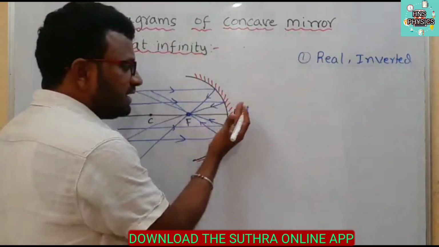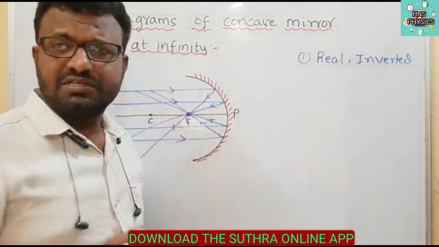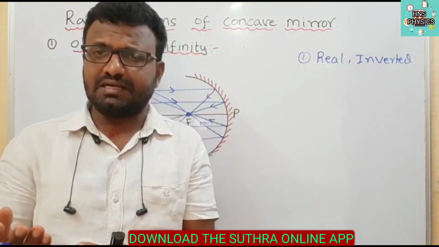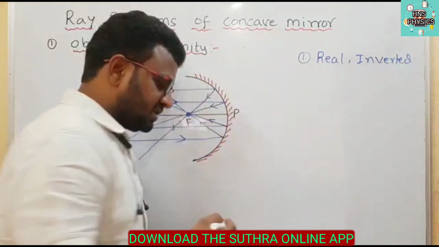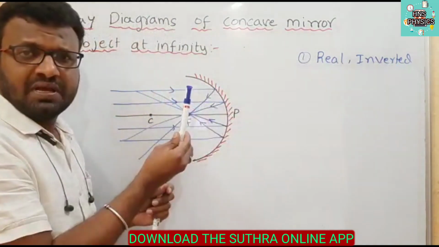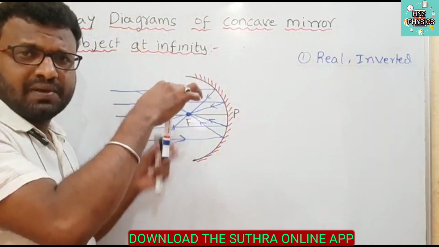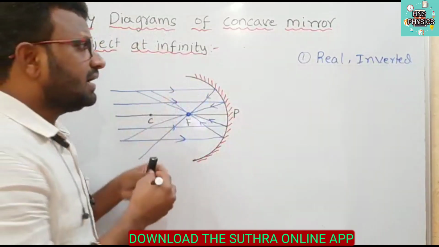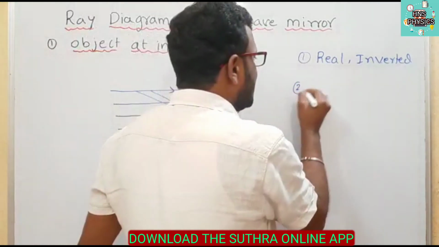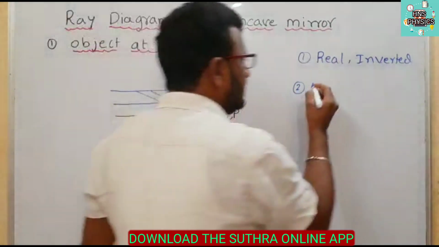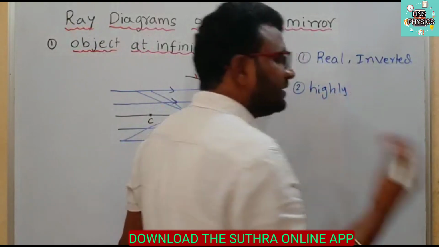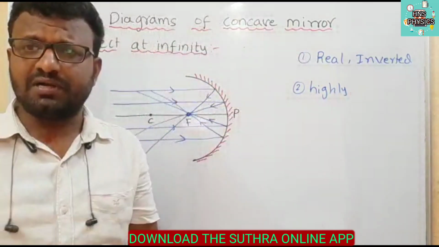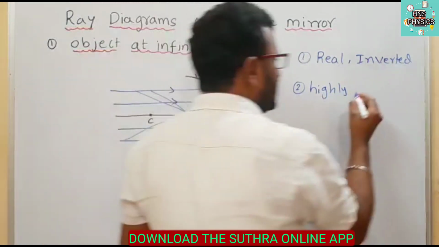Real means the image is formed outside the mirror, an image we can catch on a screen. That image is called a real image. So real, inverted image. This is the object. Inverted means the image will appear like this, inverted, right? Next, what about size? Size is very small. That is highly diminished. Highly diminished means very small size, like a point size.